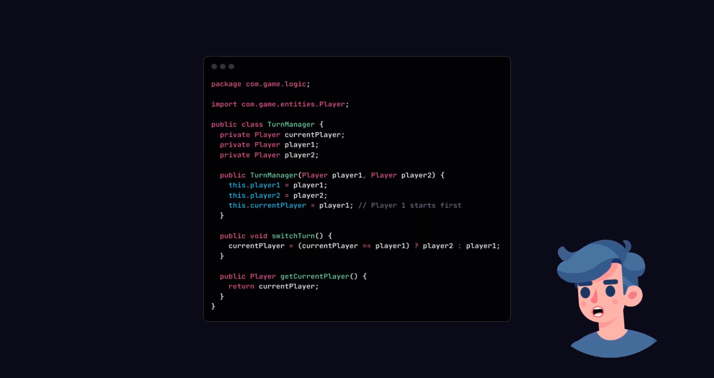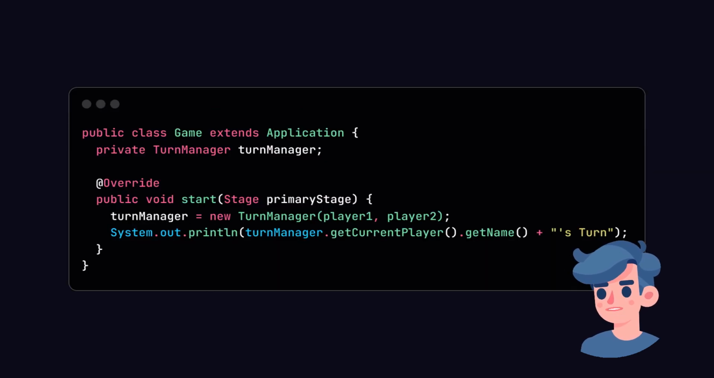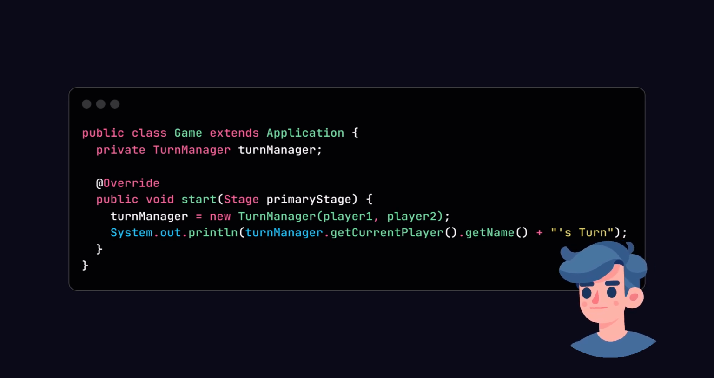Next, we need to implement turn management. This will allow us to alternate turns between the players. Let's create a TurnManager class. In our game class, we'll add an instance of TurnManager and handle turns in the game loop. This will allow us to switch turns for both players.